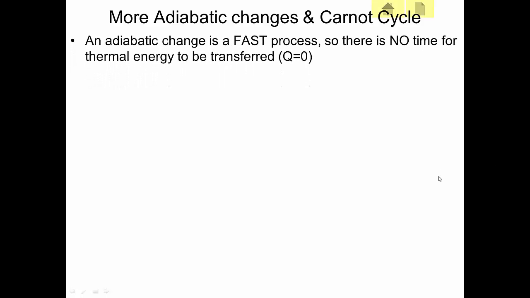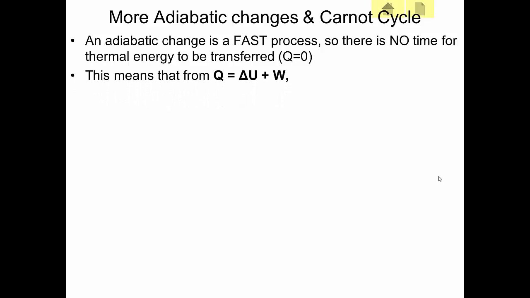Okay, we need to look at more adiabatic changes and the Carnot cycle, which is the most efficient thermodynamic cycle. So you know that an adiabatic change is a fast process. There is no time for the thermal energy to be transferred, so Q is equal to 0.